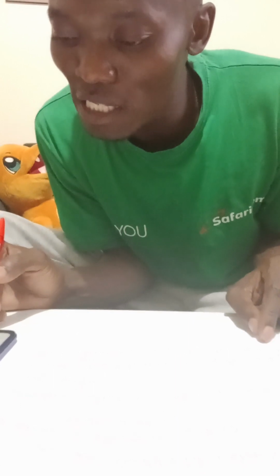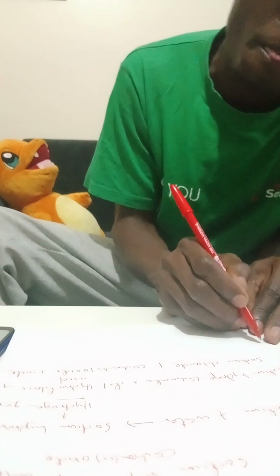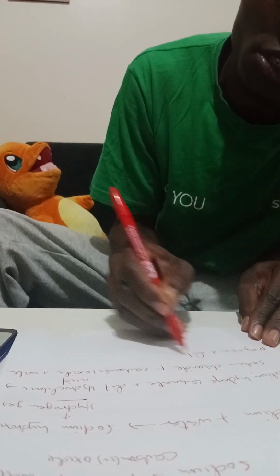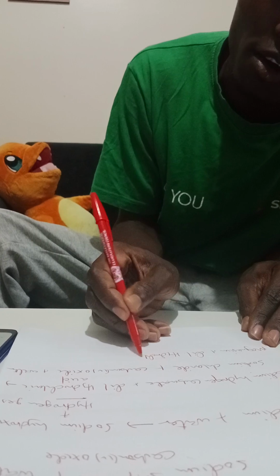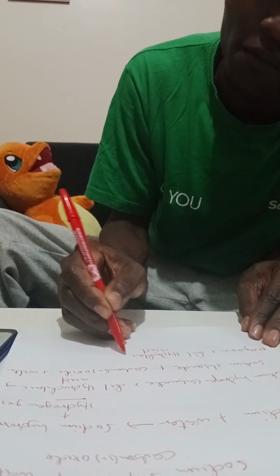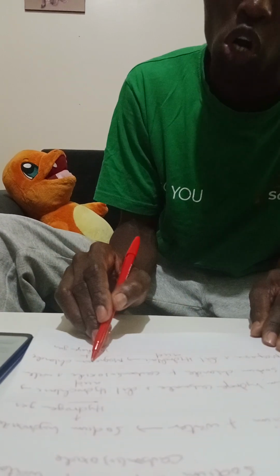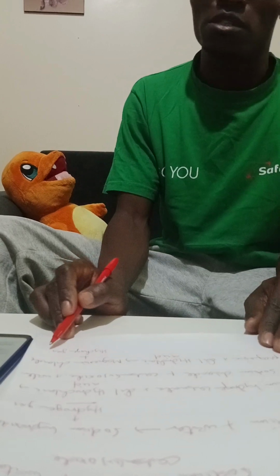The next is magnesium plus dilute hydrochloric acid. Magnesium plus dilute hydrochloric acid forms magnesium chloride plus hydrogen gas. So magnesium is a metal plus an acid forms a salt and hydrogen gas. So you must know how to write all those word equations.